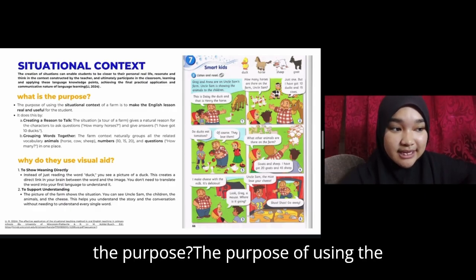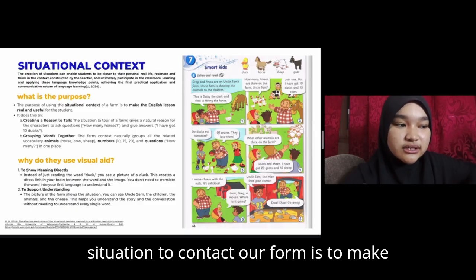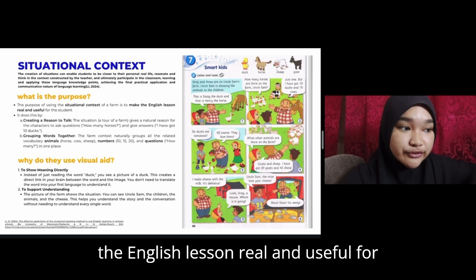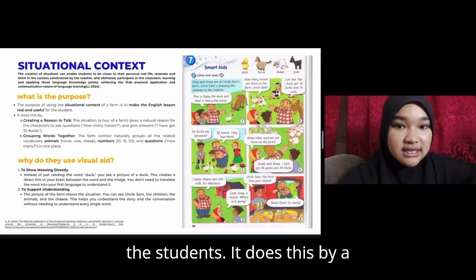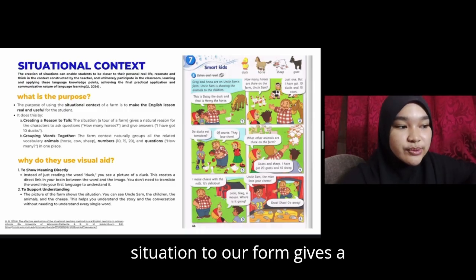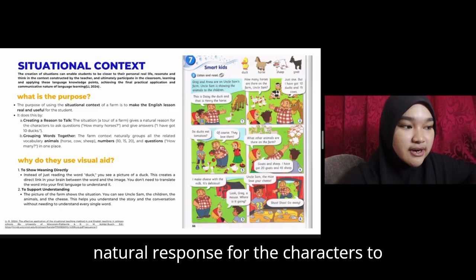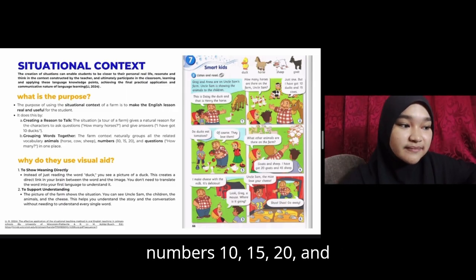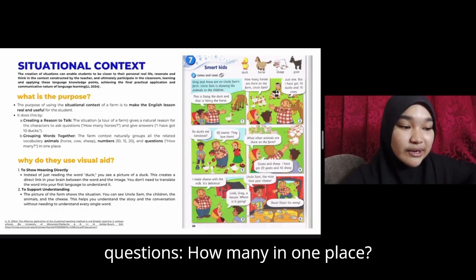So what is the purpose? The purpose of using the situational context on our farm is to make the English lesson real and useful for the students. It does this by creating a reason to talk. The situation on the farm gives a natural reason for the characters to ask questions. How many horses? Numbers 10, 15, 20, and questions on how many in one place.